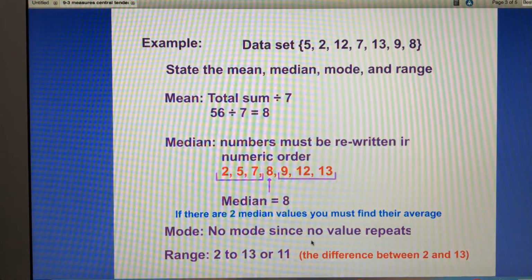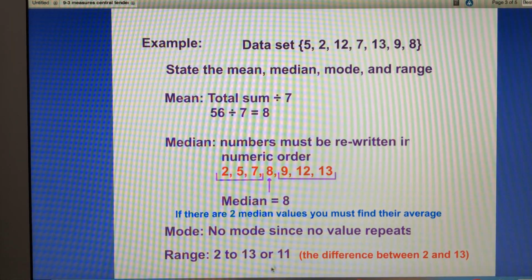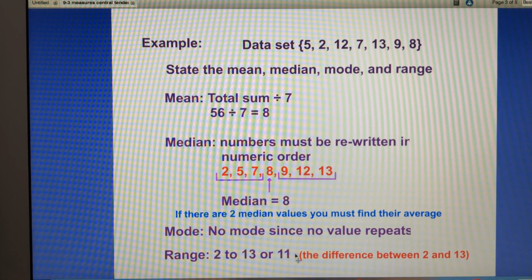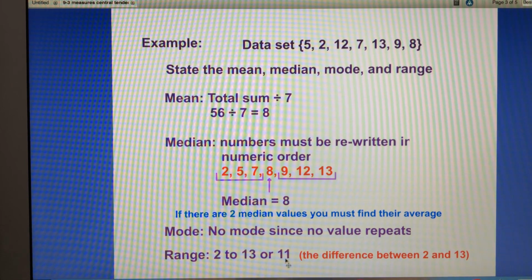In this data set, there was no mode, since no value was repeated. My range was from 2 to 13, or 11. I can say it either way, it is the same thing.